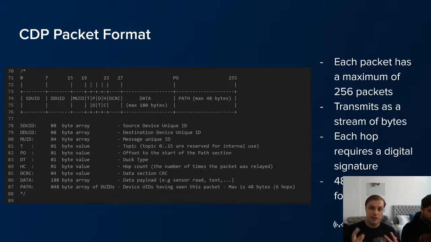Something you know about LoRa is that there is a cap of how much information you can send per packet, and that's 256 bytes per packet, transmitted as a stream of bytes. So whenever you send data and put information into your payload, it is turned into bytes and sent over the network. But it's not just the payload data that you're sending when you hit send data.